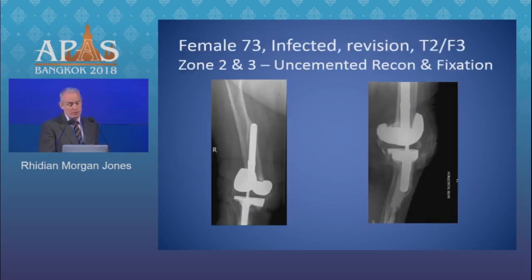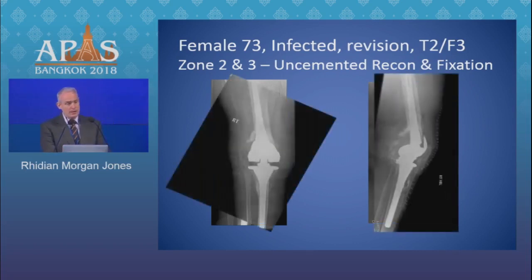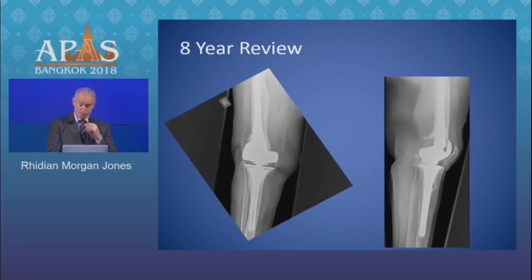Here's another case, 73, infected, multiple previous revisions, major T2, F3 bone loss, and we're going to reconstruct here in a different method. I've gone for a fully uncemented sleeve and cone construct. So I'm using zone 3 with a longer stem than I normally would. I'm using zone 2 with a sleeve, and I'm hinging it because I need to get some constraint in there. And there's the 8-year review. You can see there's bone growth behind, all around it, above and below, and it's worked. And I know the fixation's worked because she presented 8 years later with a recurrent infection. Okay, so even your good results sometimes come back and bite you.